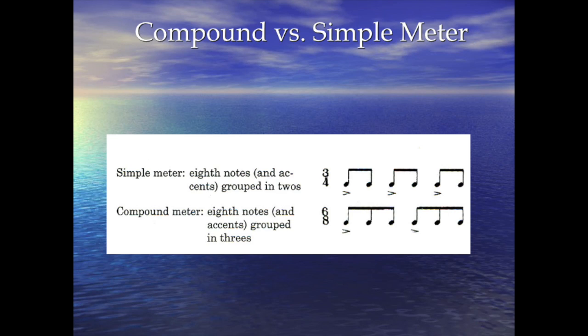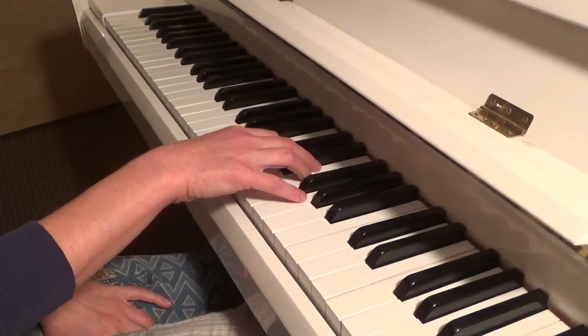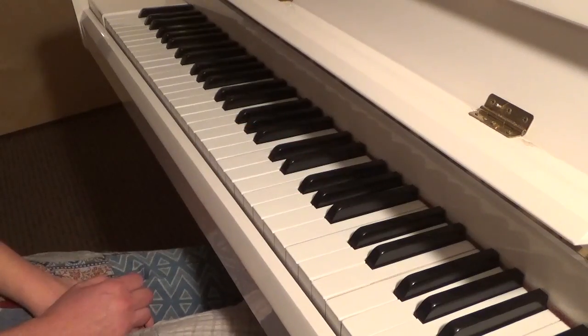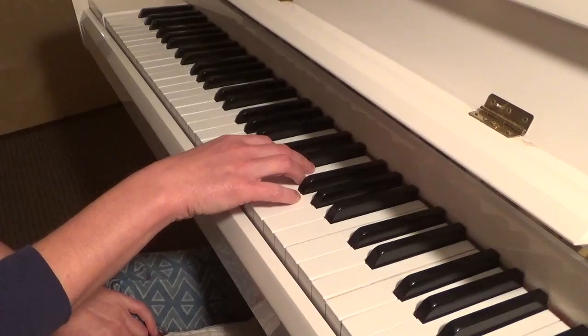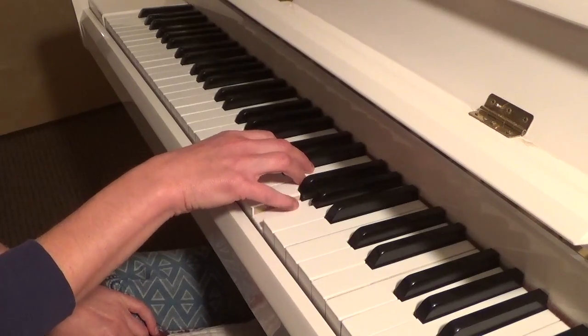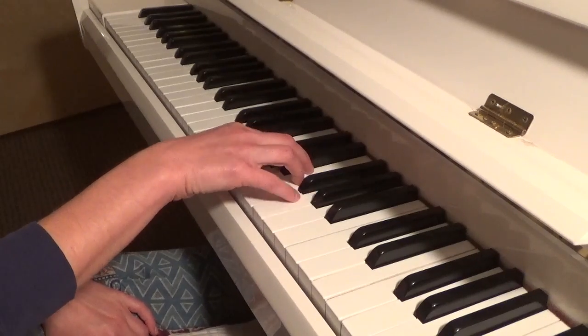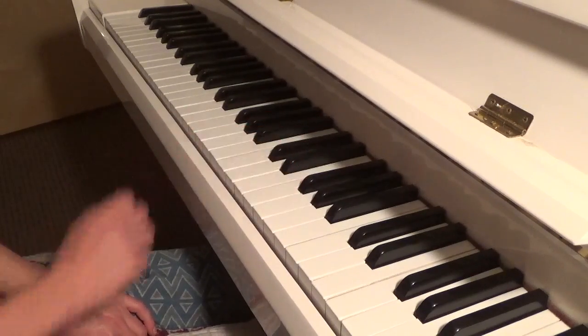Okay, so in simple meter, we learned that for each beat in your measure, you're going to subdivide into two. So if you're in 3/4 time, you're going to have 1 and 2 and 3 and, and so that's a total of six eighth notes, isn't it? 1, 2, 3, 4, 5, 6, right? But it's counted 1 and 2 and 3 and.